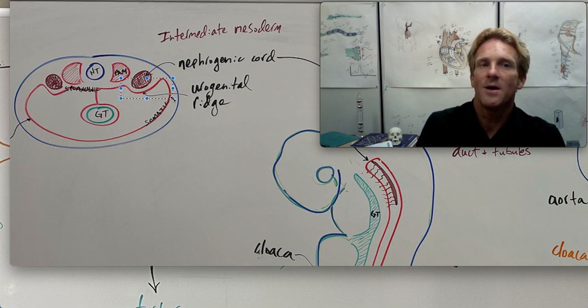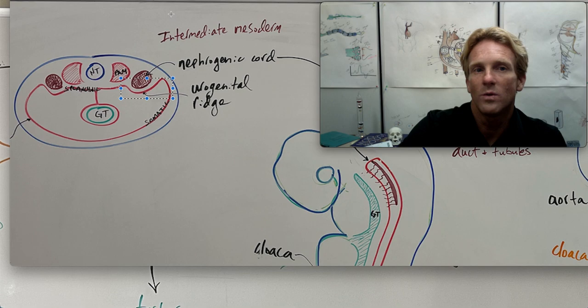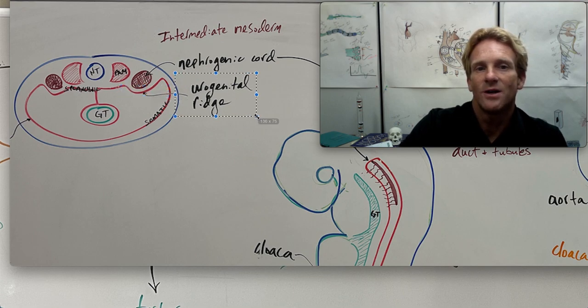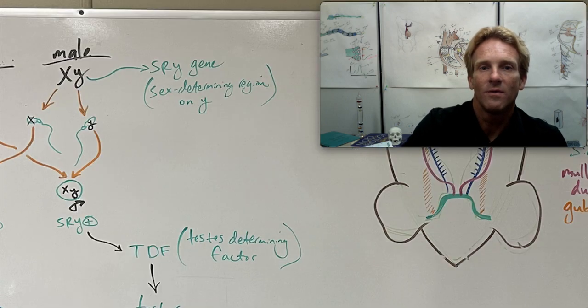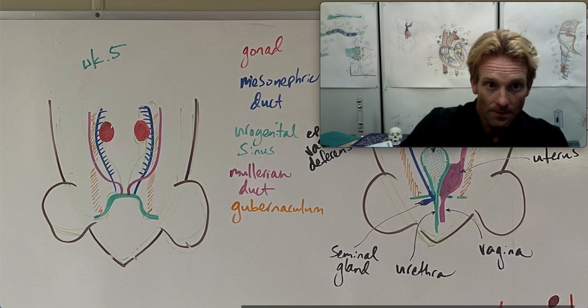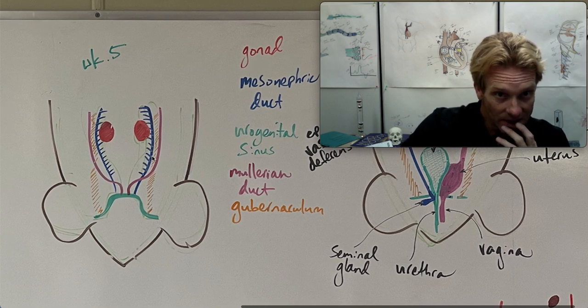Right? So it's the combination of this nephrogenic cord, which is developed from intermediate mesoderm. As it grew, it made this little ridge in the splanchnic mesoderm, and that's called the urogenital ridge. All right, and that's what we're going to focus on now from a different view. So let me move this out of the way, and let's move over here. So here's essentially what we're looking at.